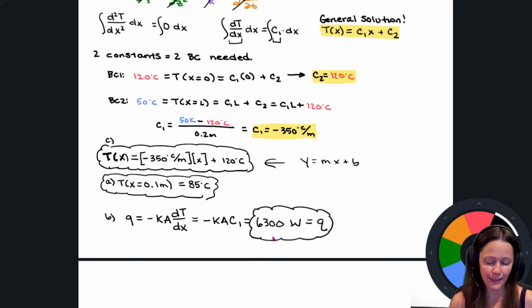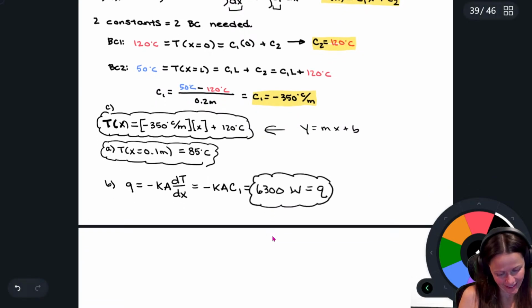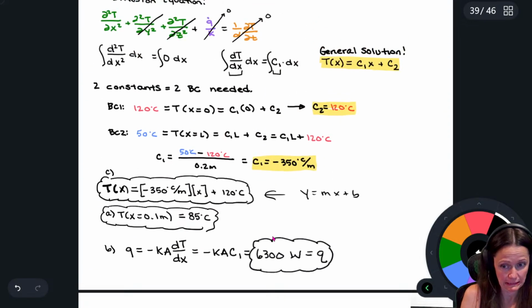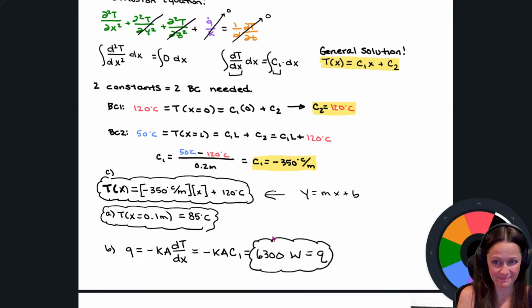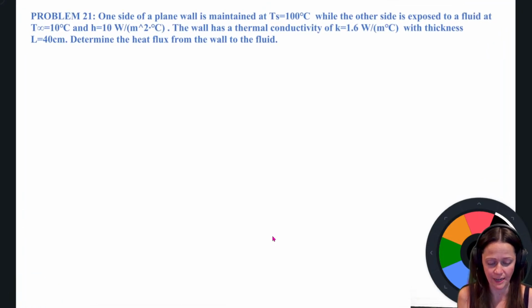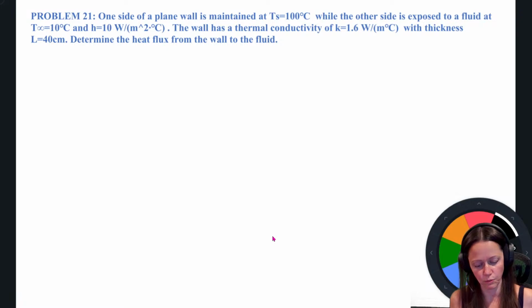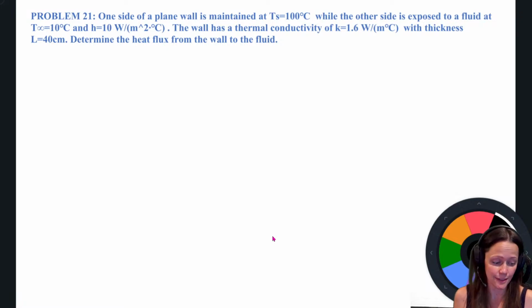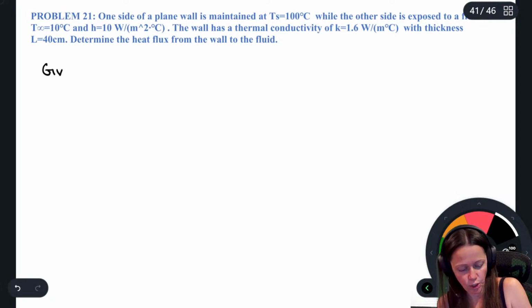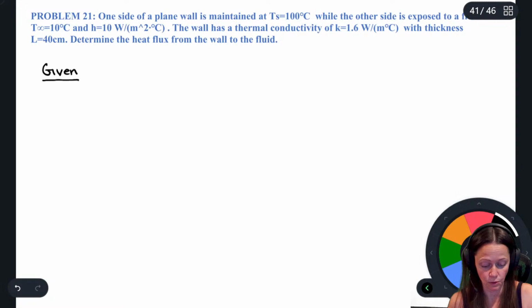Let's work another one. All right, so we have one side of a plane wall maintained at 100 degrees. The other side is exposed to a fluid at 10 degrees Celsius. I'm going to pick the one on the left-hand side at x equals 0 to be the hot side, so that when I calculate Q, it's going to be positive because it's going in the direction of increasing x.